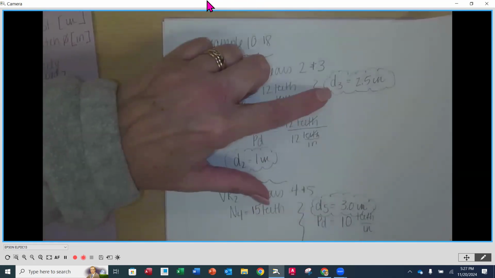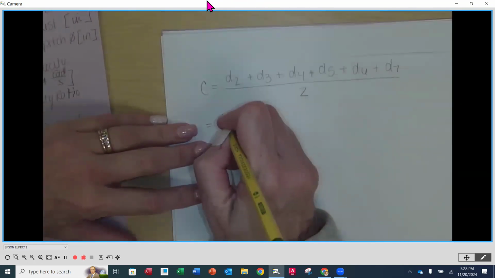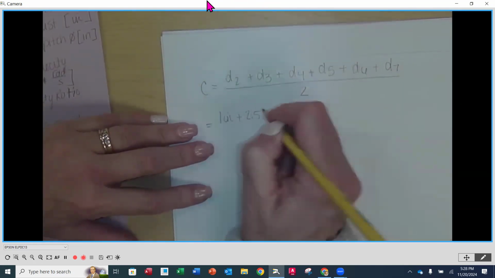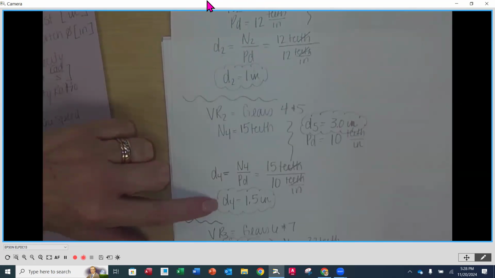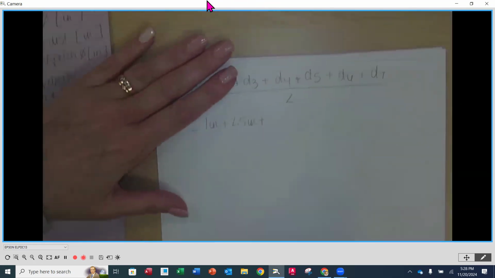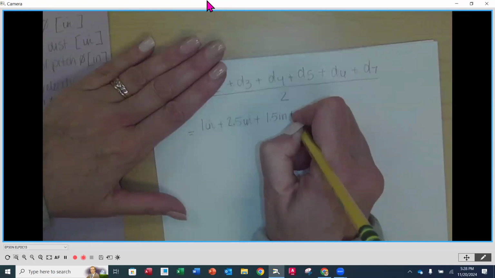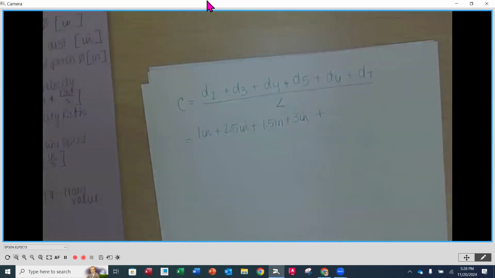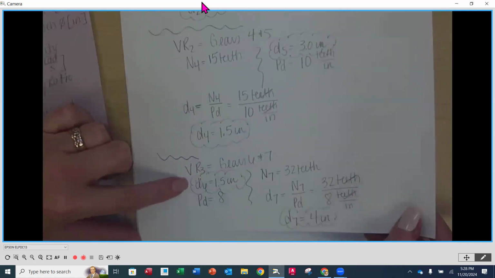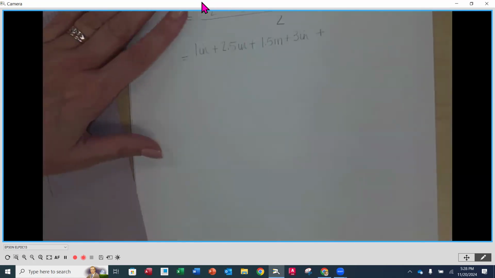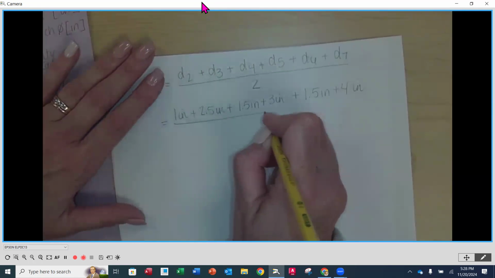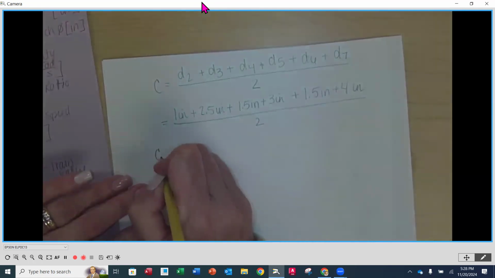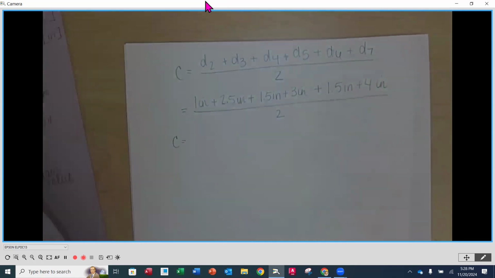So D2 was 1 inch, D3 was 2.5. So 1 inch plus 2.5 inches, plus D4 is 1.5, D5 is 3. 1.5 inches plus 3 inches. Plus 6 and 7, 1.5 and 4. And then we're going to divide that all by 2. So tell me what you got for your center distance.